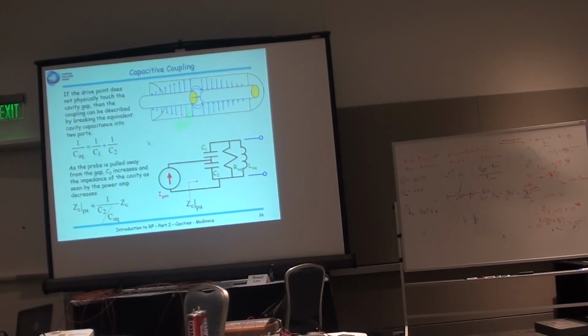So by changing that probe, you can actually change the impedance. You bring the probe real close, the impedance is going to be low. You bring the probe away, the impedance is going to be high. Okay, so those are a couple ways of people building couplers.